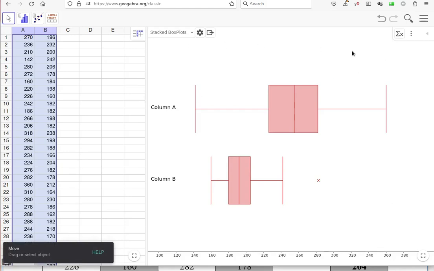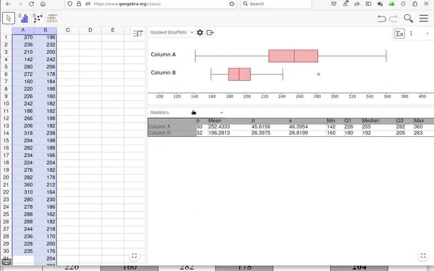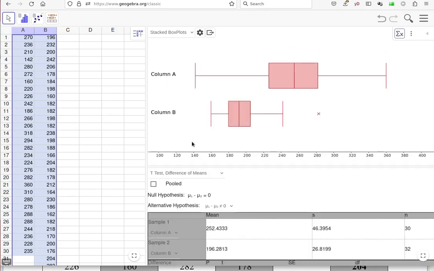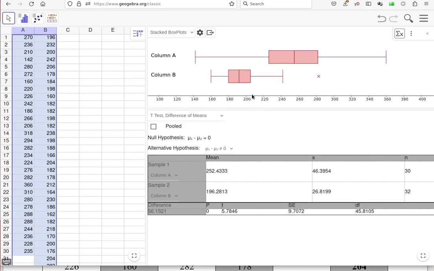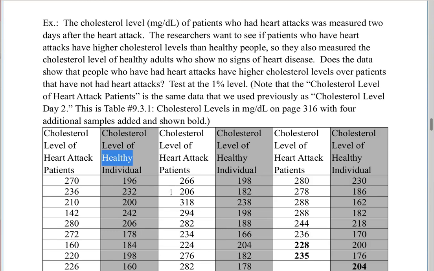We've got some stacked box plots, which is somewhat interesting. We can certainly see that among the second population, the cholesterol levels are lower, with what looks like an outlier out there. Let's get our statistics, and let's give that some room, and let's do a t-test difference of means. I'm going to give that some room again. We're not going to pool it, and let's take a look again at the data.